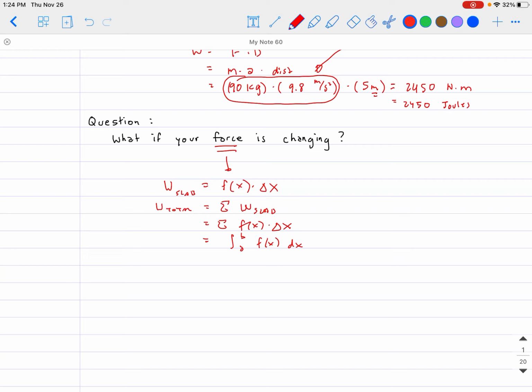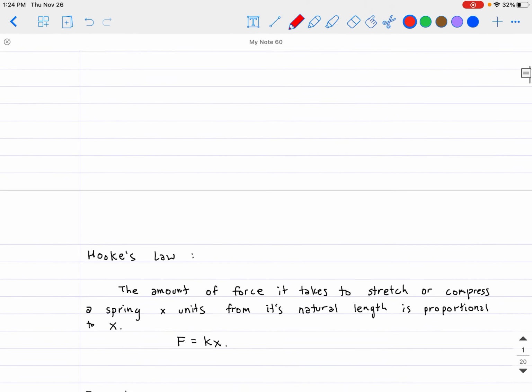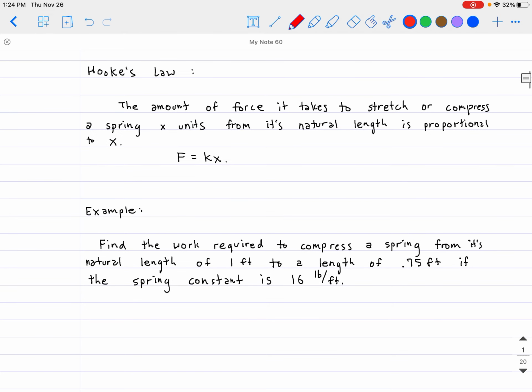All right, so let's look at some possible questions that deal with this situation to see how this all works out. First off, before we do this problem, there is something in physics called Hooke's law that we're going to have to apply here. Hooke's law says the following: the amount of force that it takes to stretch or compress a spring x units from its natural length is proportional to x.